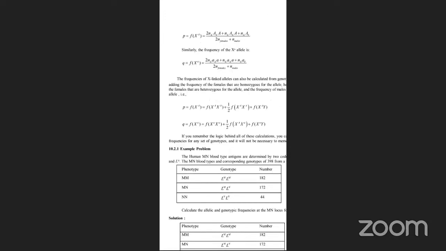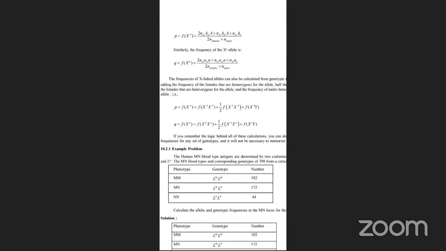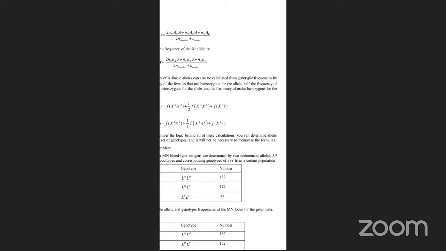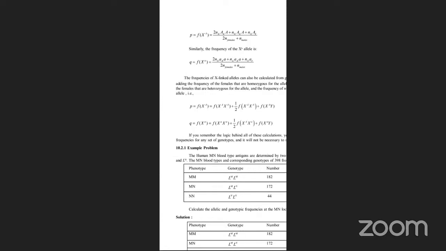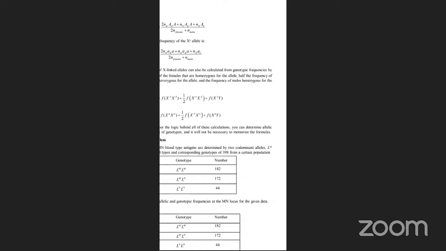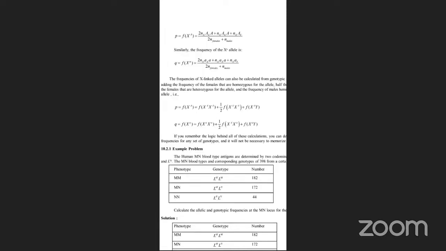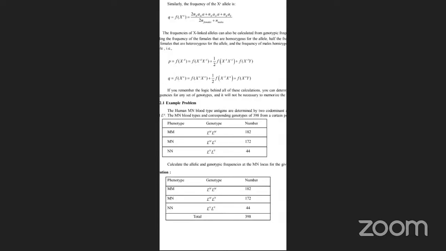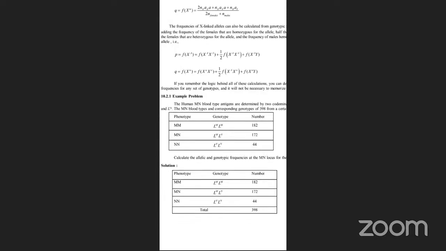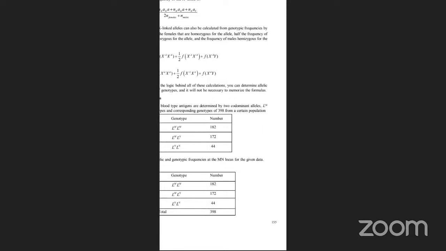P equals that, and similarly, Q equals the corresponding frequency. The frequencies of X-linked alleles can also be calculated from genotype frequencies by adding the frequencies of the females that are homozygous for the allele, half the frequencies of the females that are heterozygous for the allele, and the frequency of males hemizygous for the allele. So P is f of X^A, Q is f of X^a. If you remember the logic behind all of these calculations, you can determine allele frequencies for any set of genotypes, and it will not be necessary to memorize the formula.